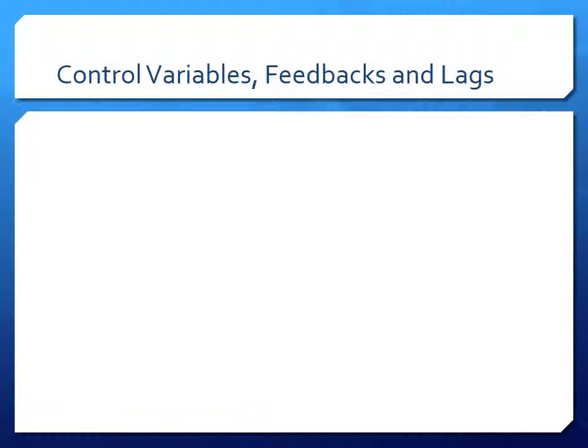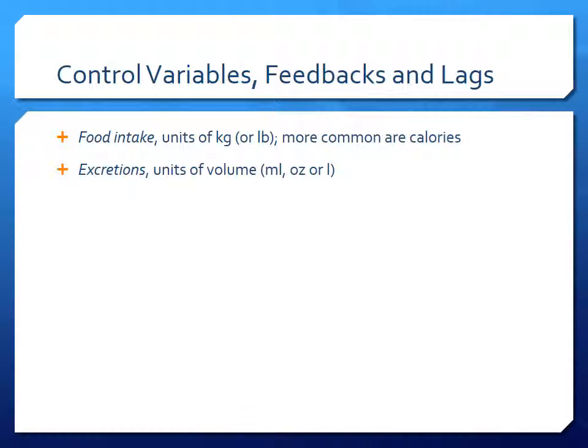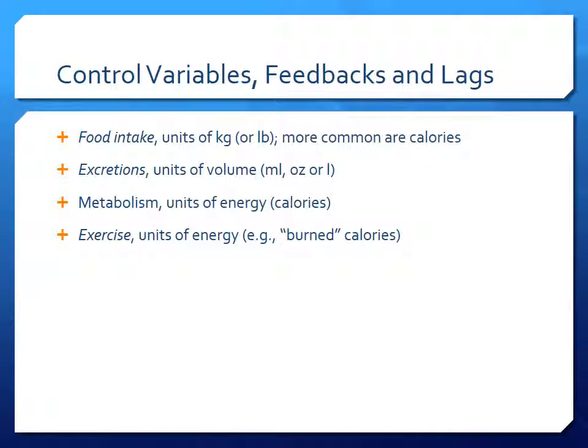Now, in our example, the food intake, which could have units of kilograms or pounds, could be a control variable, although more commonly, calories are the usual control variable in the case of body weight. Excretions have volumetric units, so milliliters, ounces, or liters. Metabolism has units of energy, essentially calories, either intake calories or burned calories. Same with exercise. So metabolism and exercise are in the same realm. They don't have the exact same dynamics, but they have the same units. Sometimes comparing units allows you to draw these analogies. For example, metabolism and exercise both burn calories in the human body. They both reduce body weight, or tend to reduce body weight.